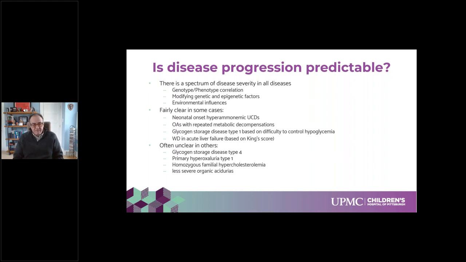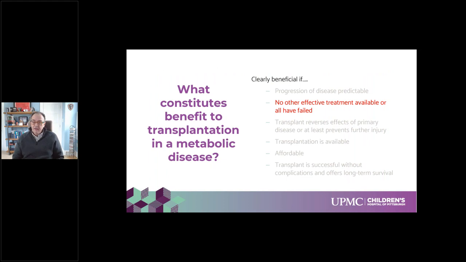It can be difficult, except in the most severe forms of primary hyperoxaluria, to determine the rate at which renal failure is going to occur. Familial hypercholesterolemia and several of the less severe progressive organic acidurias can be very difficult to predict how they're going to respond to standard treatments. Mitochondrial disease, as we mentioned, can be particularly challenging, and you have to be very careful in selecting patients for transplantation. No other effective treatments available, or all have failed.